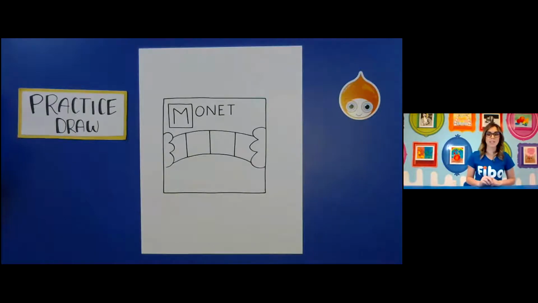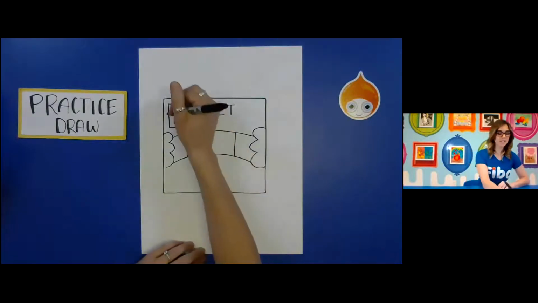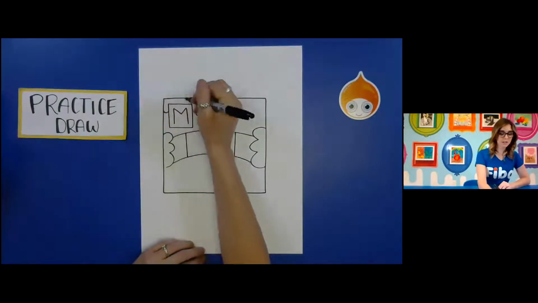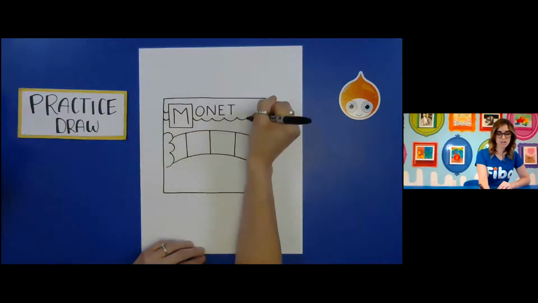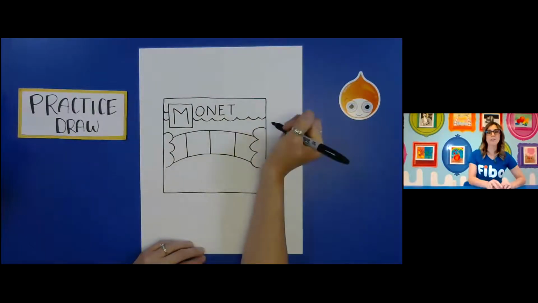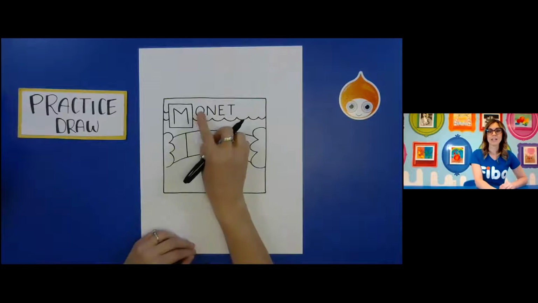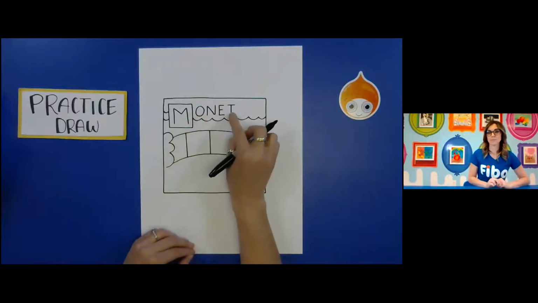Now we also need to add some leaves. We're going to draw some curved lines. I would make sure those curved lines are underneath the letters.